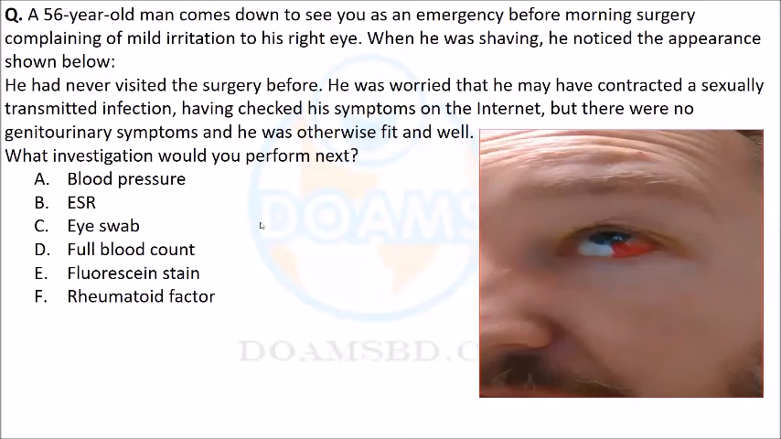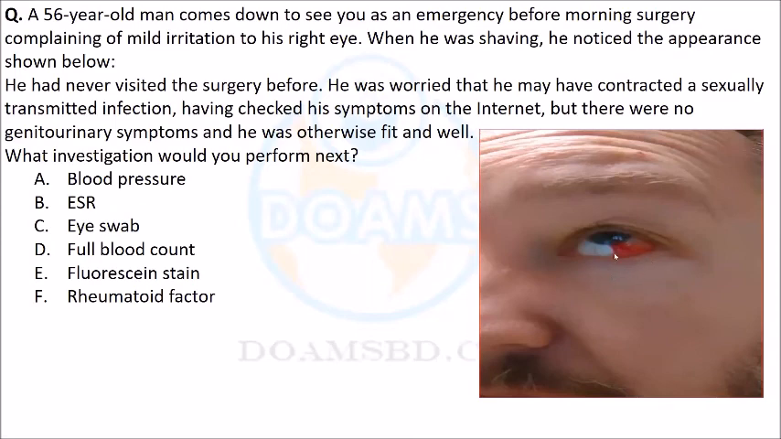Dr. Mustafa? Fluorescent stain. Fluorescent stain you will do, right? Okay. Somebody said that you will measure the blood pressure. Somebody said that I will see the ESR. Okay. I hope that somebody will say a different thing. Any other option, Dr. Reem? What is the answer?